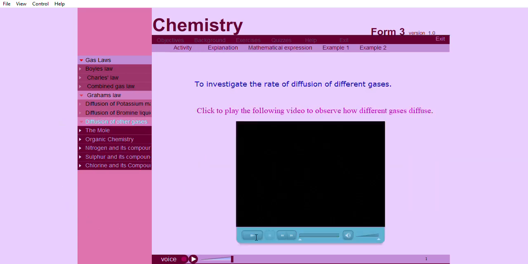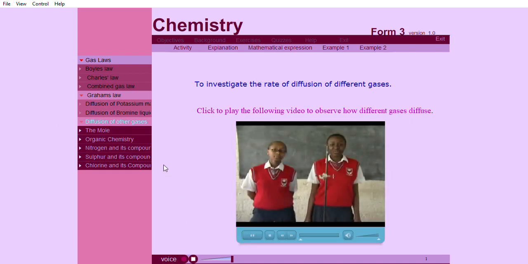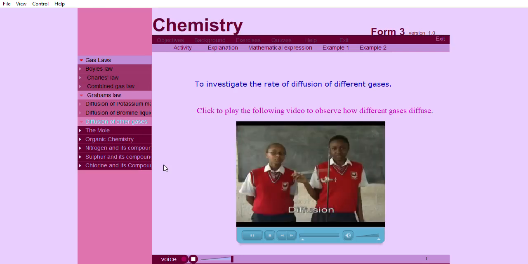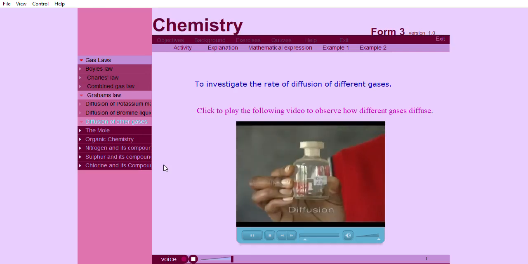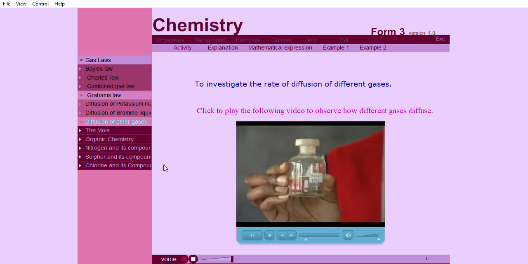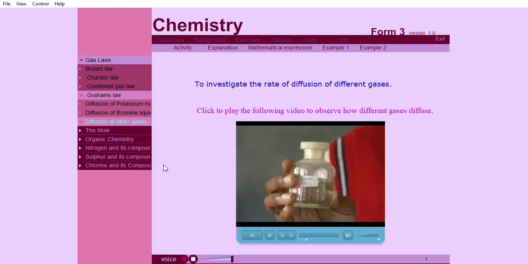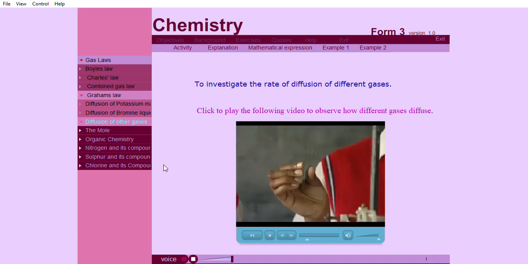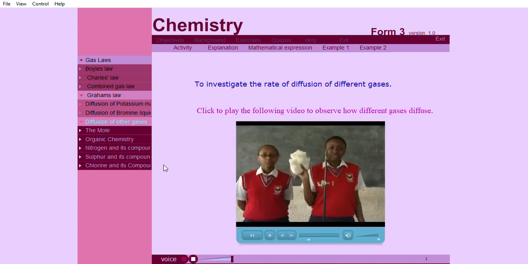To investigate the rate of diffusion of different gases, click to play the video and observe what happens. The apparatus and reagents to be used in this experiment are a long glass tube, a 100 milliliter beaker, concentrated ammonia solution, concentrated hydrochloric acid, a pair of forceps, and cotton wool.